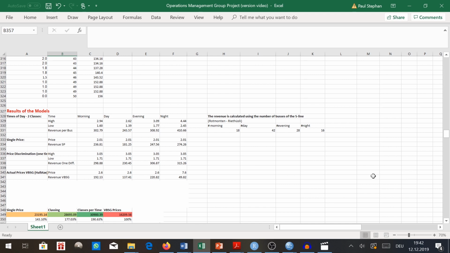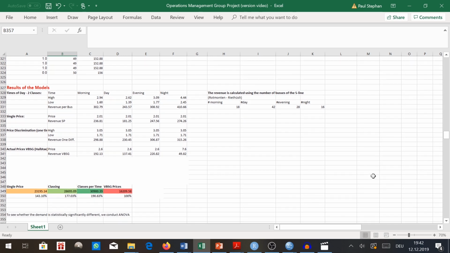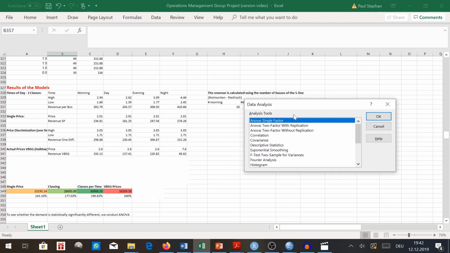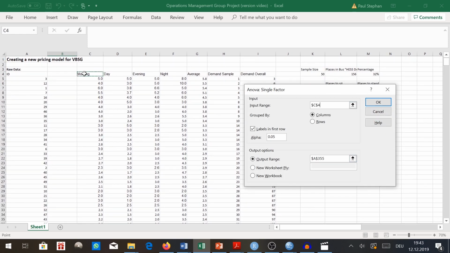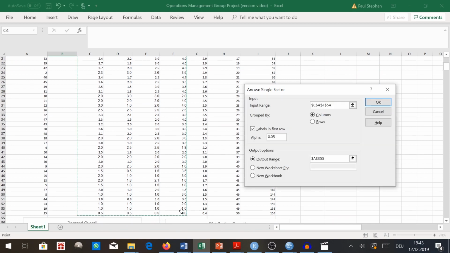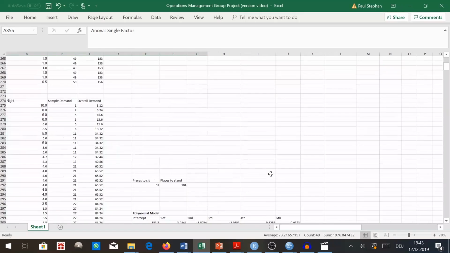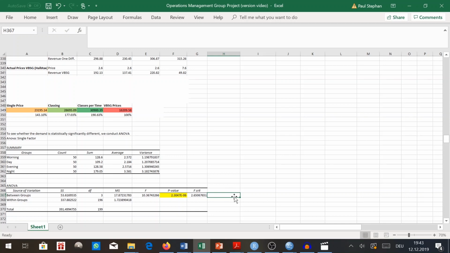Are the demand curves for the various time frames significantly different from one another? To answer this question, we conducted a one-way analysis of variance, or ANOVA, using the data analysis add-in in Excel. The p-value of the ANOVA is below the level of significance, which means that there is a significant difference between some of the times of the day. However, from the ANOVA alone, we don't know which times are different from one another.